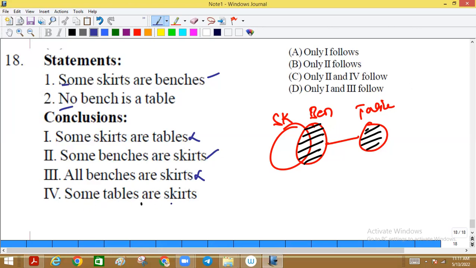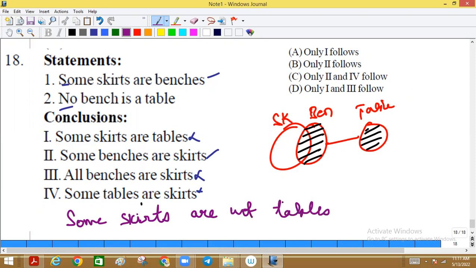So wrong. Some tables are skirts. Yes or no? Again, tables and skirts. Do you know anything? Don't know. Wrong. Now I'm adding one more conclusion. Try to write this conclusion. Some skirts are not tables. Correct or wrong?